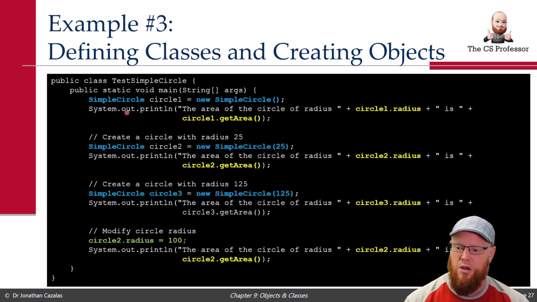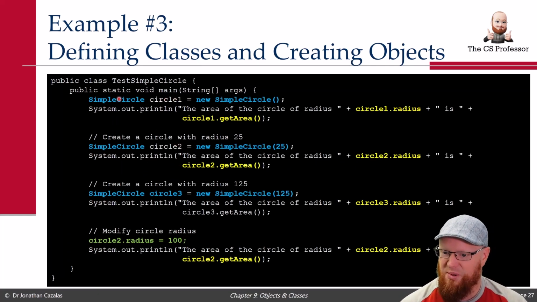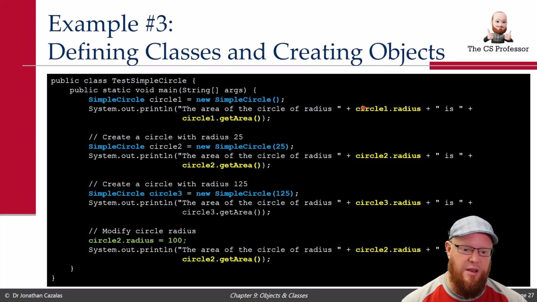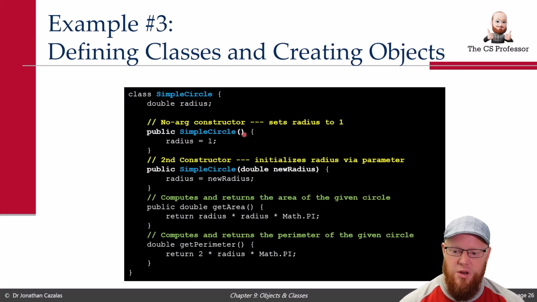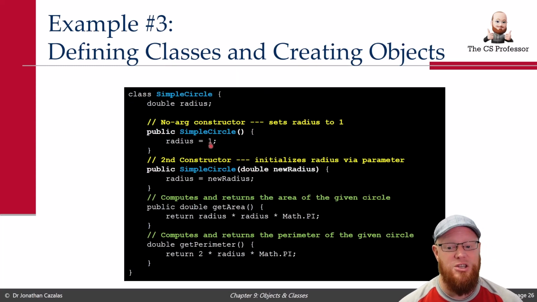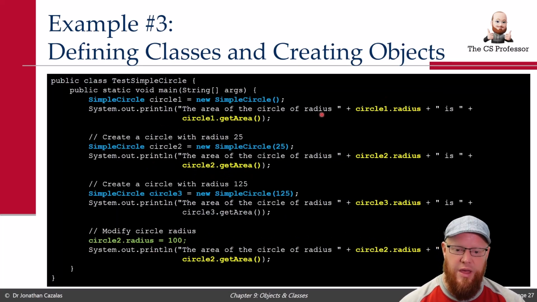And here is some code. I can make a simple circle object called circle1, and then I can print out the area of the circle of radius, and I can print the radius and print the area. And here, since we've made a new circle on this exact line of code, with no parameters, that means we're going to come to this constructor and radius is initialized to 1. So the area of a circle with radius 1 is pi r squared, pi times 1 times 1, which is going to be 3.14.